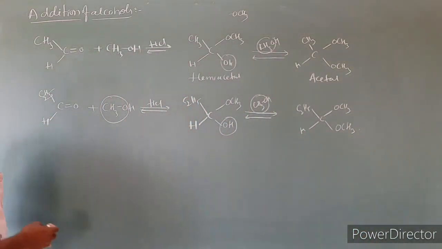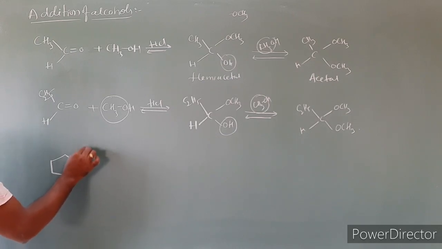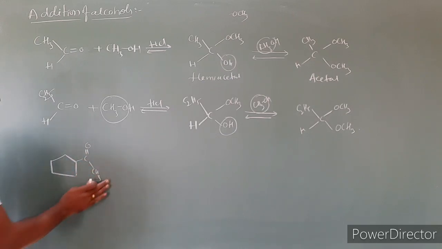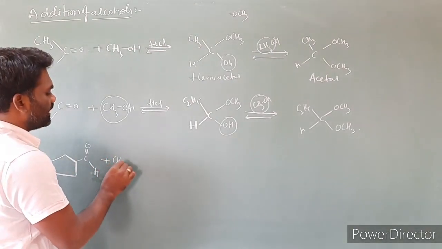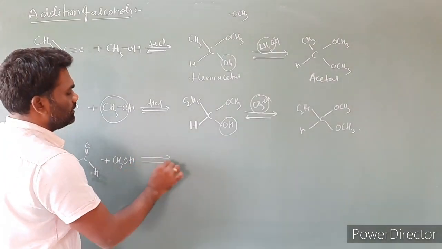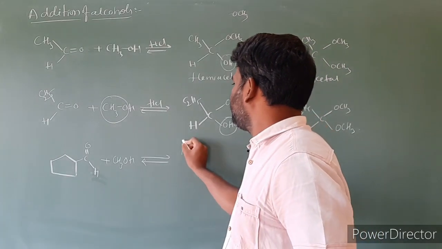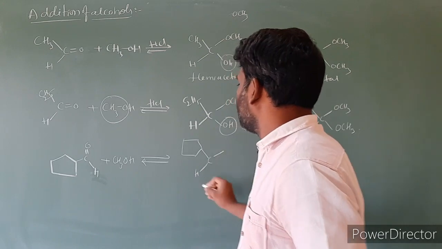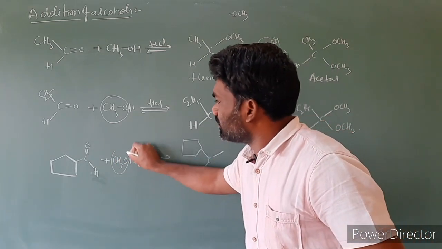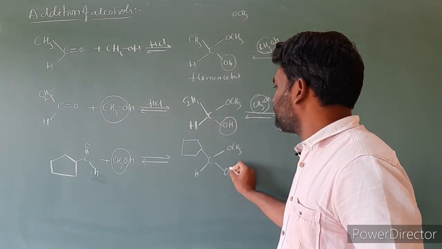Then you can take one cyclic example. I am taking a cyclic compound with C double bond O, CH3, and C double bond O, H. This is the cyclic compound. This one I am treating with the same reactant, CH3OH. Then how do you write the product in this case? First I am writing the ring. Then this is the alkoxy group we have attached to it. Then OCH3. This is OH.